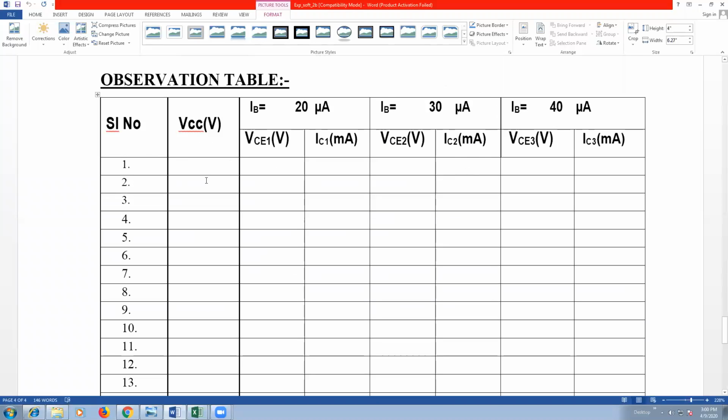Similarly, you have to vary VCC by 0.2 volt difference, up to 5 volt also. Then you have to take the corresponding readings of VCE and IC. For the second set of readings, keep IB at 30 microampere. Then take the second set of readings and plot it on the graph, and then proceed to the third set of readings, keeping IB at 40 microampere. Then similarly we have to proceed.